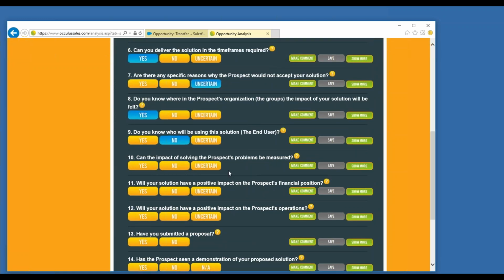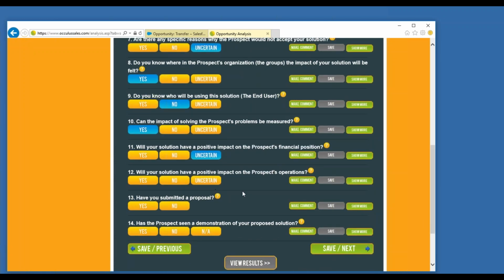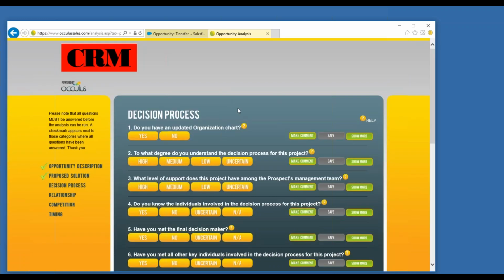Can the impact of solving the prospect's problem be measured? Absolutely it can. Will it have a positive impact on their financial position? I don't know. I'll have to check that one too. Will it have a positive impact on their operation? Yeah, it certainly will. We haven't submitted a proposal, and we haven't yet done a demo, but we're moving in that direction. So now we're going over to the decision process.